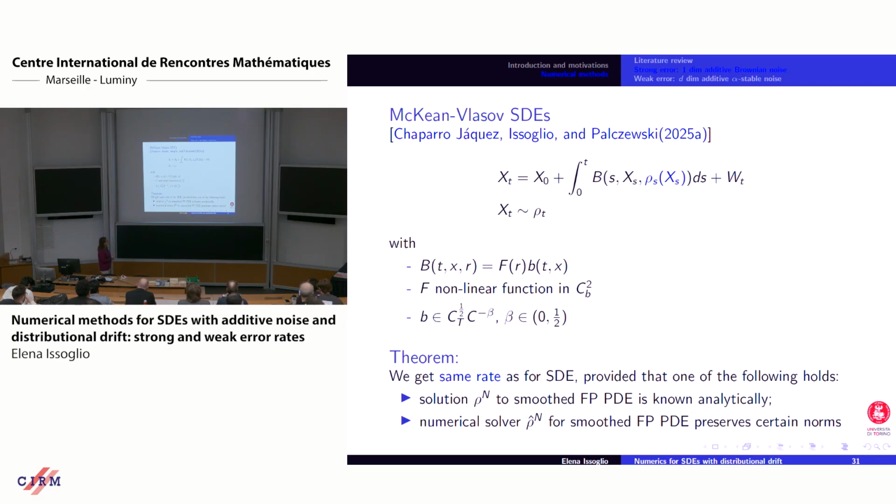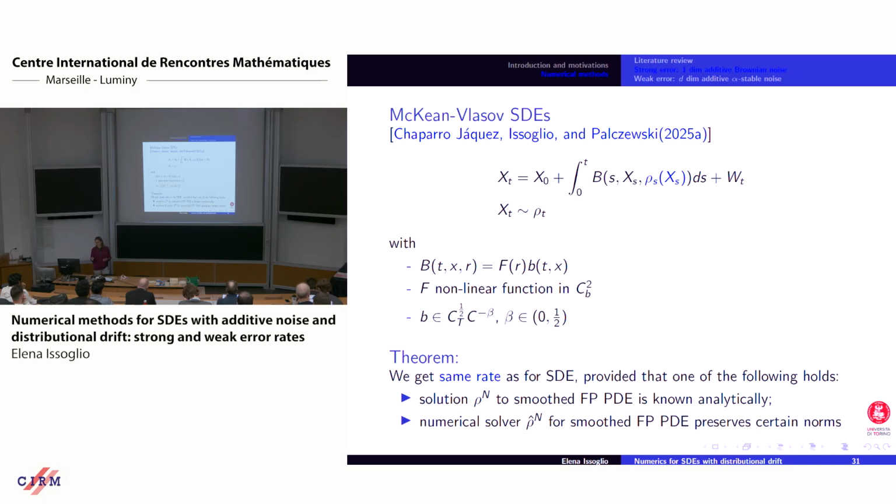However, here what we have to do is, because we don't know rho, we did 2 things. Either we assumed that rho n is given to us, and it's known analytically. And if this is the case, more or less things go on like in the previous case. And then, okay, instead, suppose you have a solver for rho n, a PDE solver, that preserves certain norms.